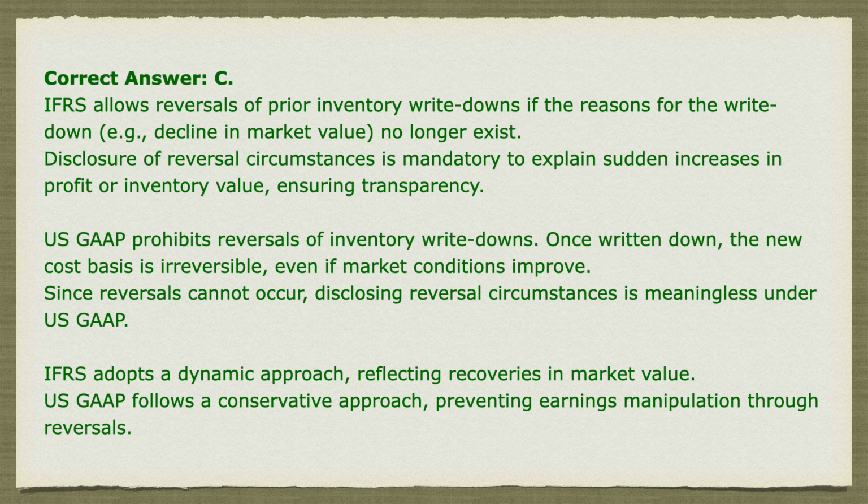Since reversals cannot occur, disclosing reversal circumstances is meaningless under US GAAP. IFRS adopts a dynamic approach, reflecting recoveries in market value. US GAAP follows a conservative approach, preventing earnings manipulation through reversals.